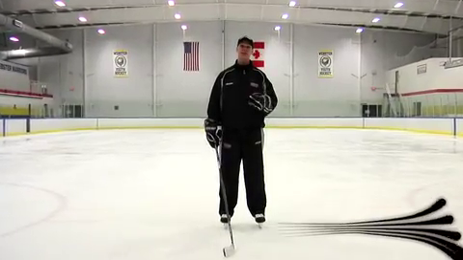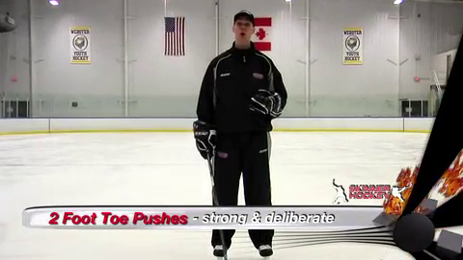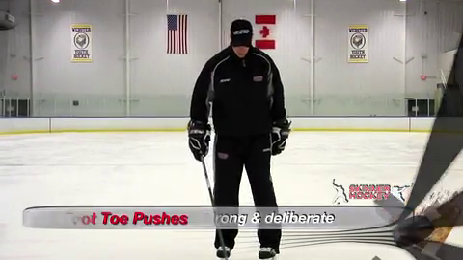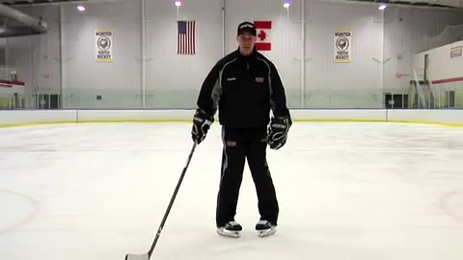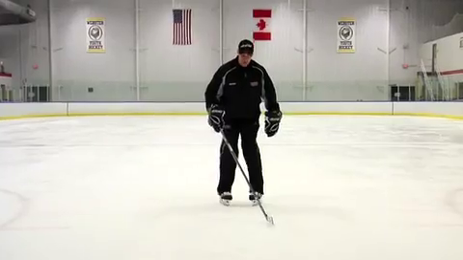Our first exercise here in the backward skating progression is to do a 2-foot toe push. It looks like this. You point your heels out to the side with your toes together and you push away, snapping the toe of the skates.